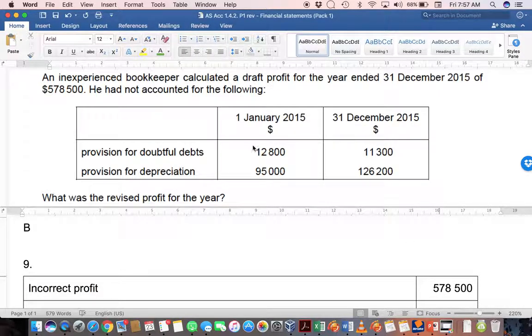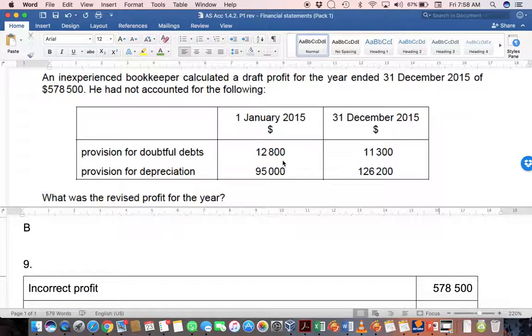Then we want to consider our provision for doubtful debts and our provision for depreciation. Remember that both of these accounts are not incomes or expenses. They actually work together with the assets, but they decrease the assets. Provision for doubtful debts will decrease my receivables figure in the statement of financial position, and the provision for depreciation will decrease my tangible assets figure in my statement of financial position. So any change in these figures needs to have an impact on my incomes or expenses.